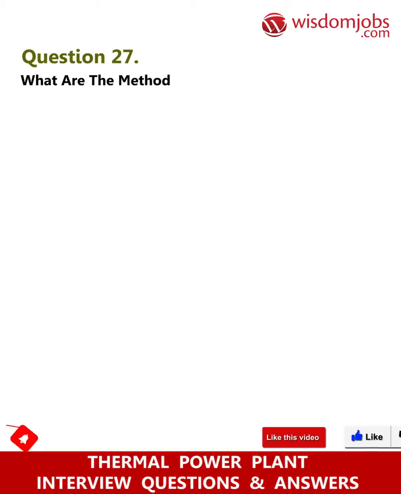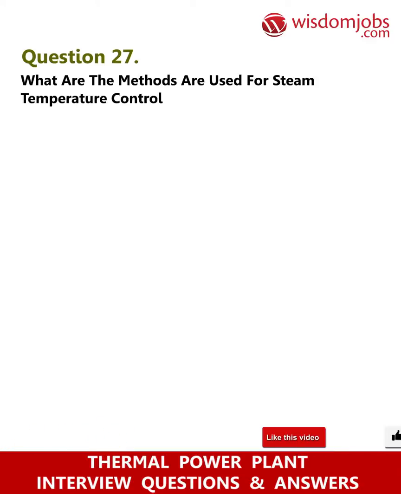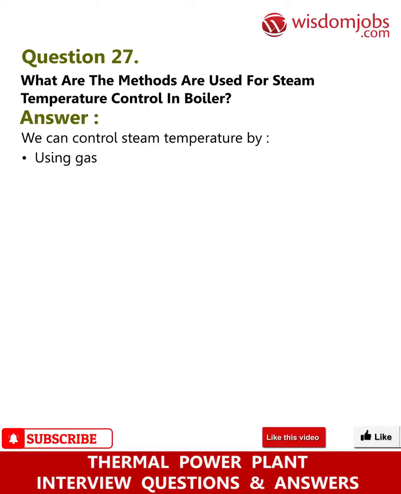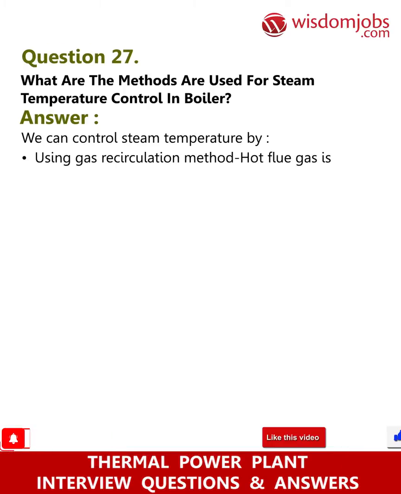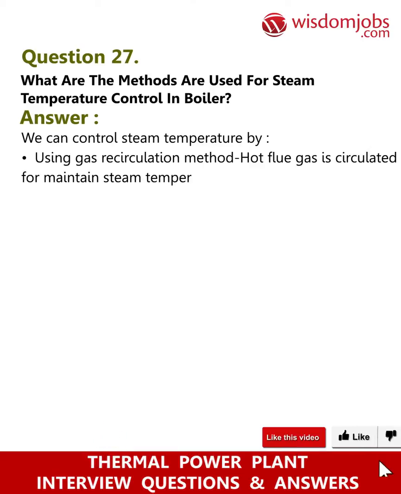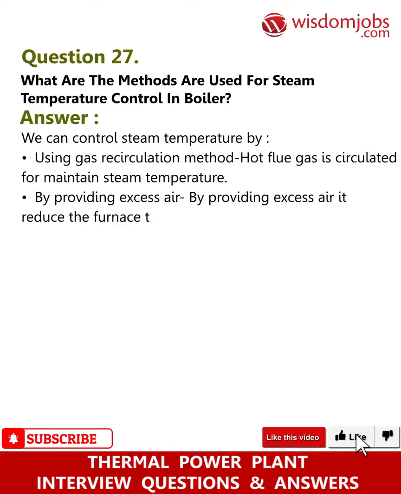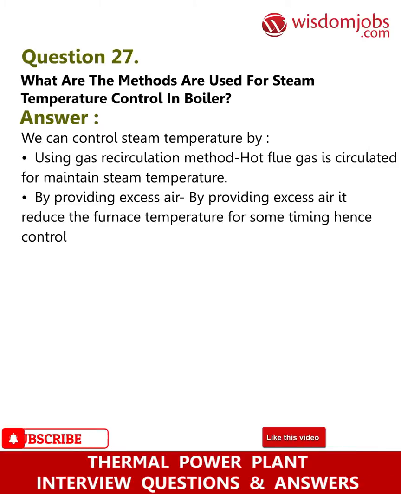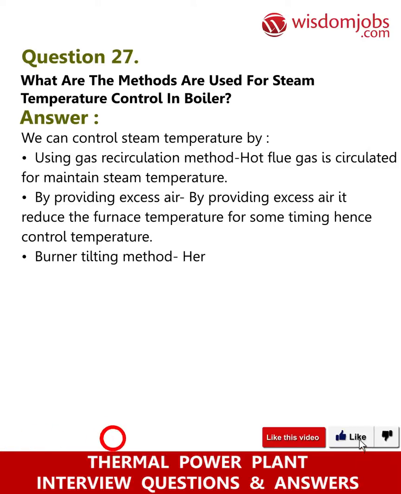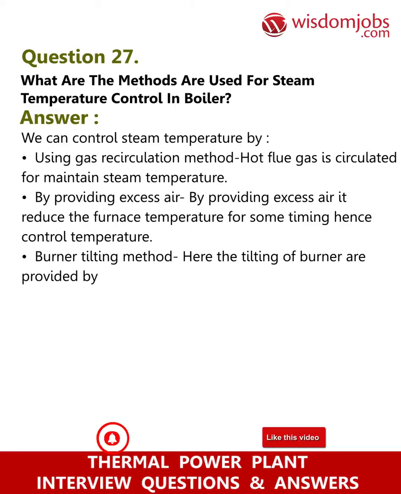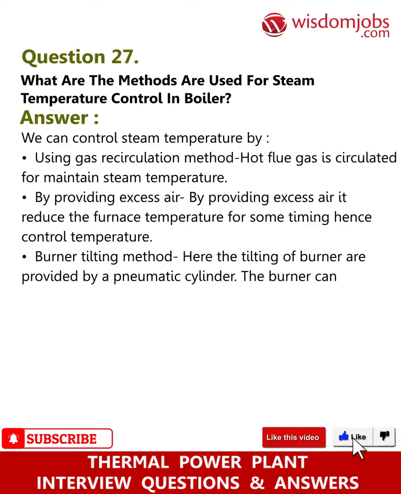Question 27. What other methods are used for steam temperature control in a boiler? Answer. We can control steam temperature by using the gas recirculation method. Hot flue gas is circulated to maintain steam temperature. By providing excess air, it reduces the furnace temperature for some time, hence controlling temperature. Burner tilting method. Here the tilting of burners is provided by a pneumatic cylinder. The burner can be tilted 30 degrees up and down for temperature control.